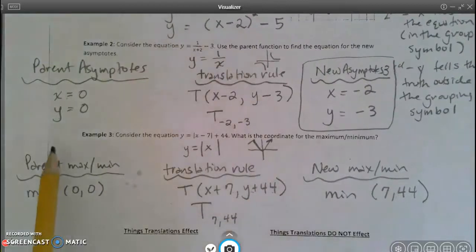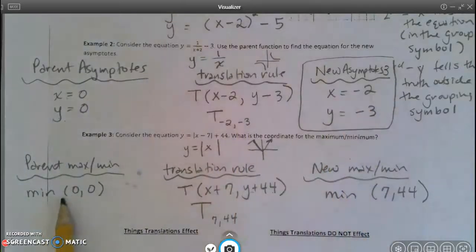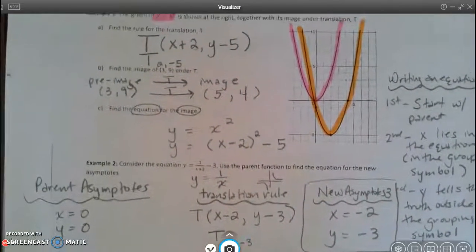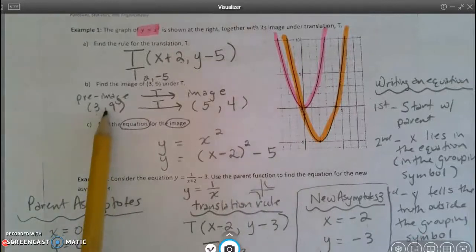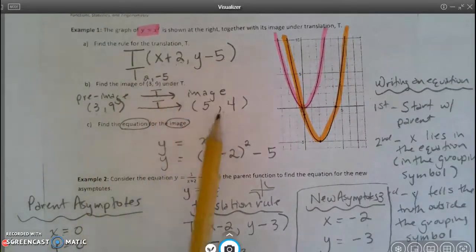Every time you start with the parent, you use the rule, and you get the new. Parent, use the rule, get the new. It's even what we did all the way up here in this first example. We had the original, we applied this rule, and we got the new one.